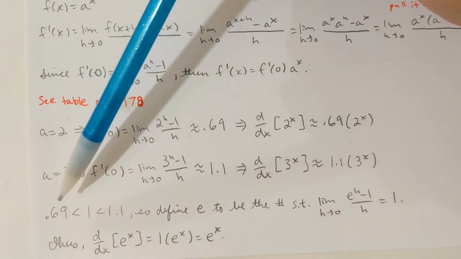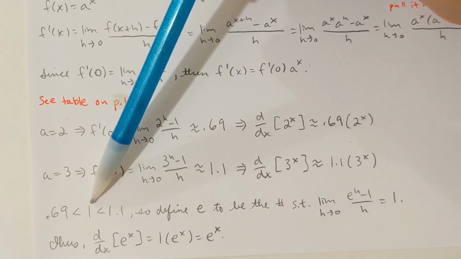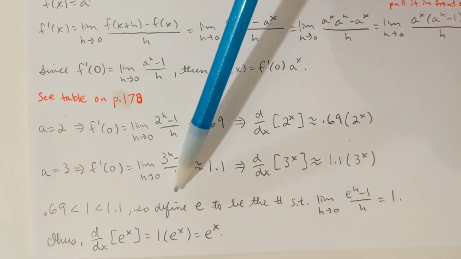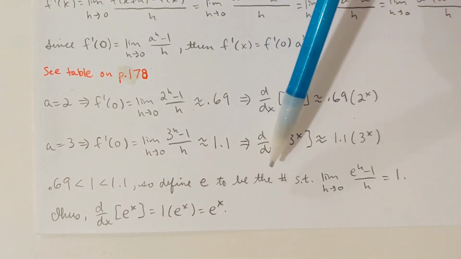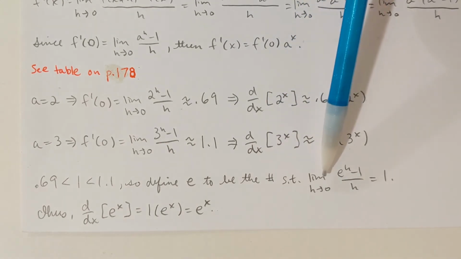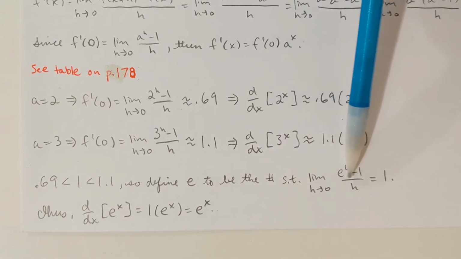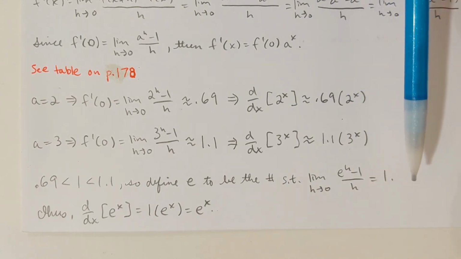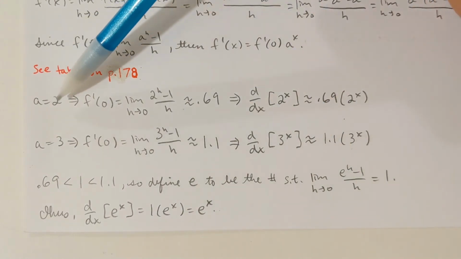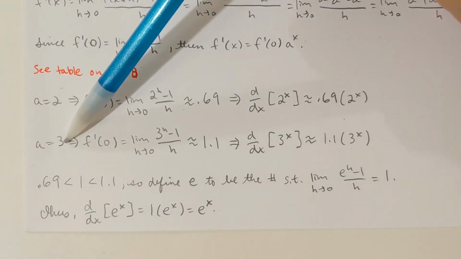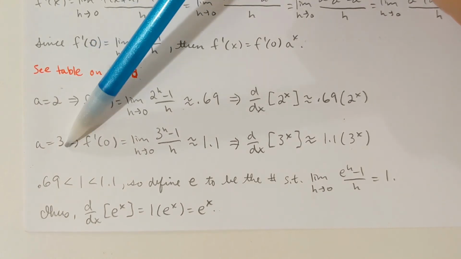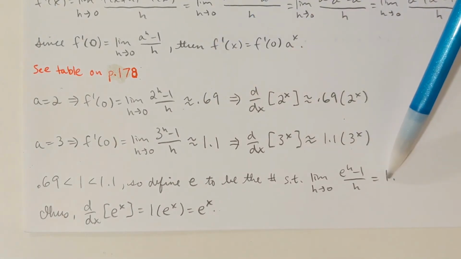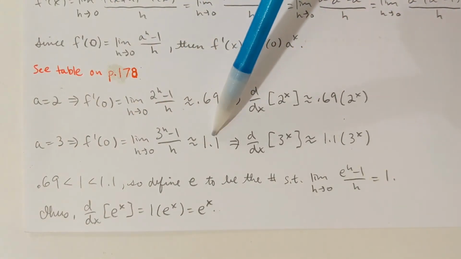Now, 1 is a number that is between 0.69 and 1.1. So I'm going to define the number e to be the number such that the limit as h approaches 0 of e to the h minus 1, all over h, is equal to 1. By the way, we already know roughly what that number is from algebra. e is between 2 and 3. So I'm defining this number that is between 2 and 3 to have an output for this limit calculation of 1, which is between 0.69 and 1.1.